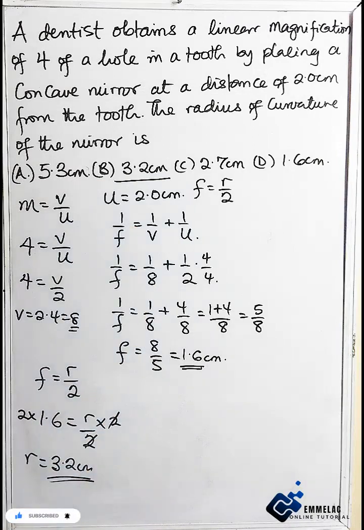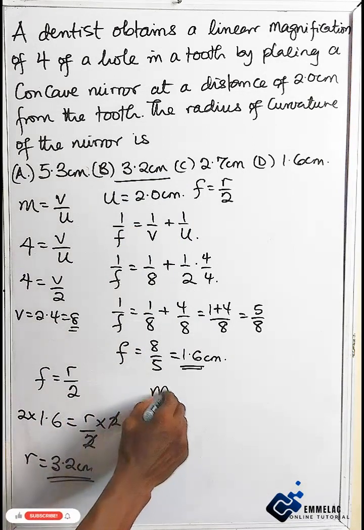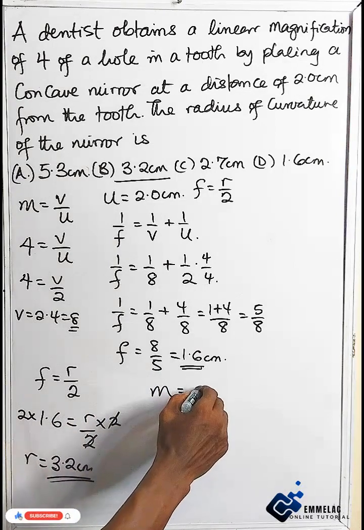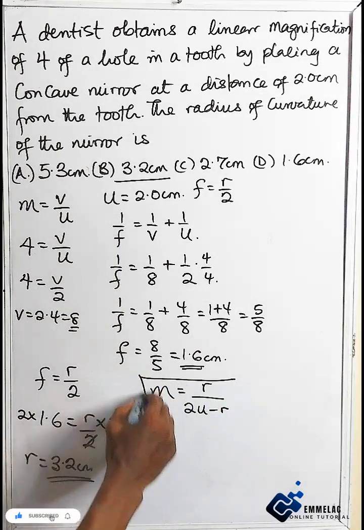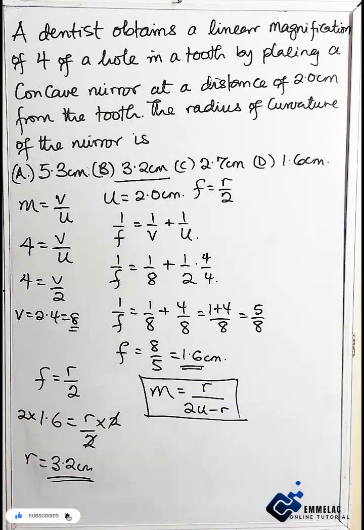Now there's actually another formula you can make do with, and that is the relationship between the magnification and the radius of curvature. This formula will actually give you a shorter form.